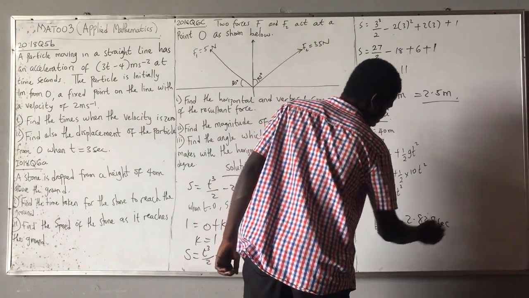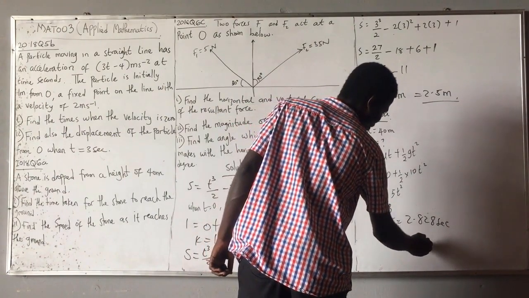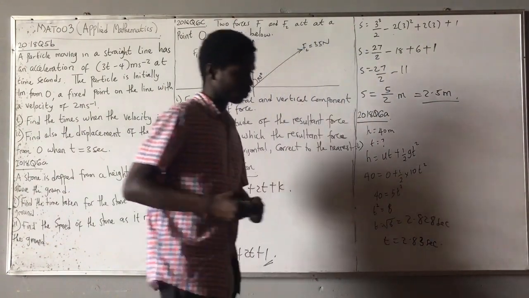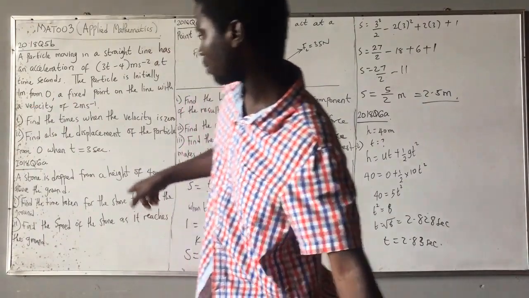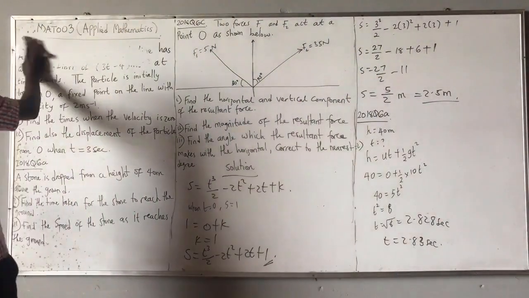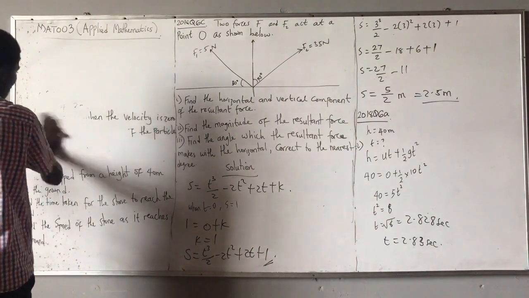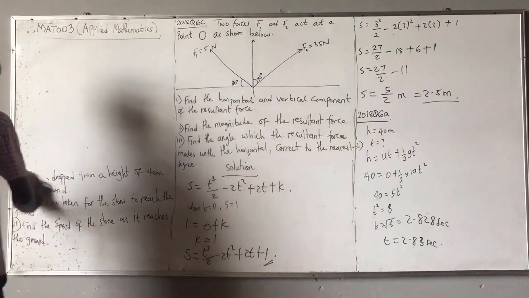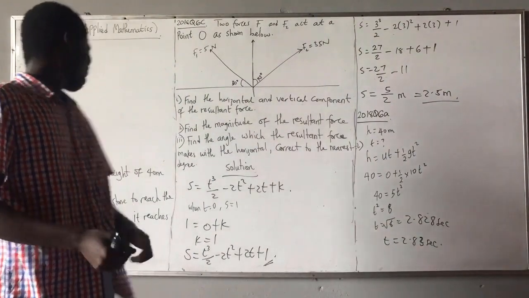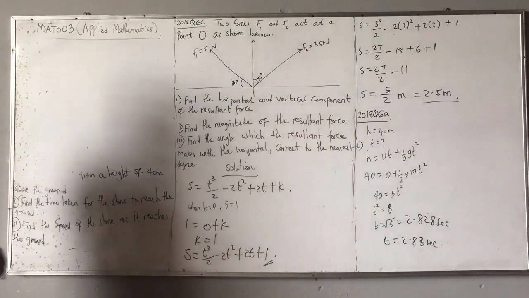2.828 seconds. Or let me put it to 2 decimal places, 2.8283 seconds. That is what we have for that question. Now, it remains the second part. I think I'm going to rub off this side. So, for the second part, I have to find the speed of the stone as it reached the ground.